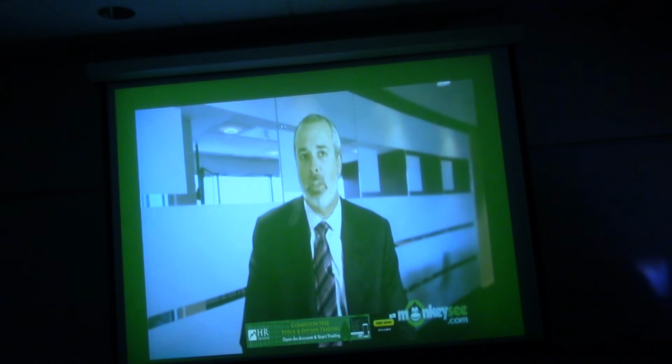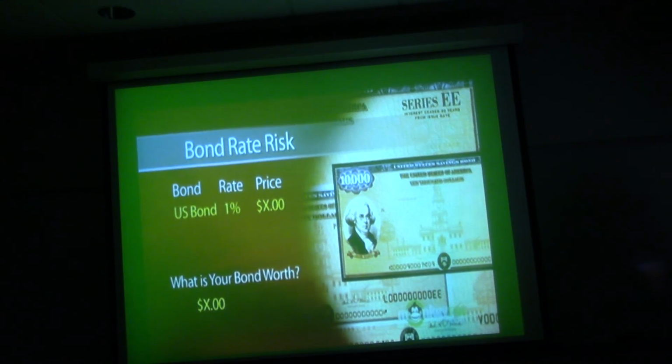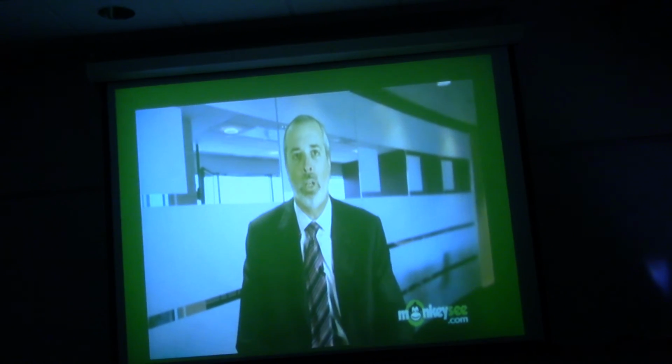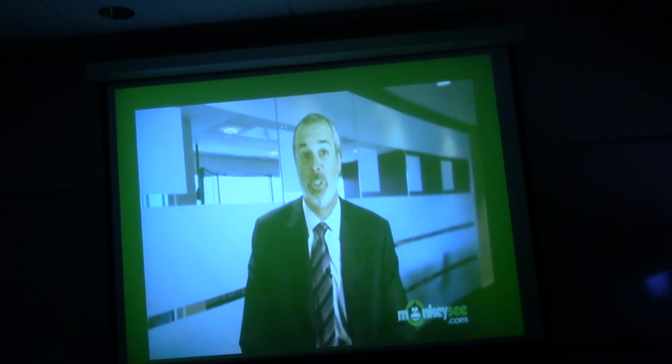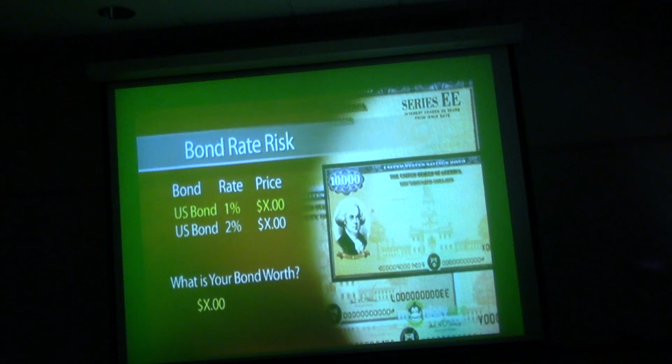Why? Well, you can thank the simple law of supply and demand. Say the government issues a 1% bond and you buy it. Later, say that the government raises rates to 2% and you decide to sell your bond. Well, would an investor rather buy your bond at 1% or the new one that pays 2%? Clearly, the 2% bond would be the better choice. So in order to find a buyer for your bond, you would have to lower your price.